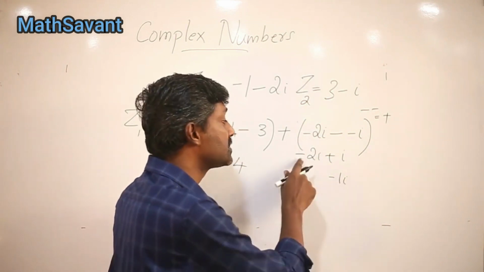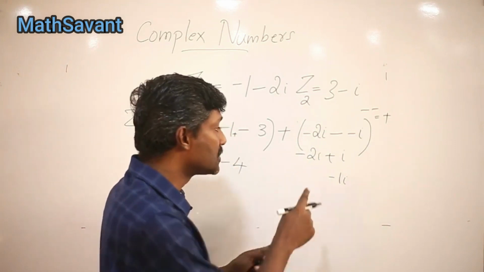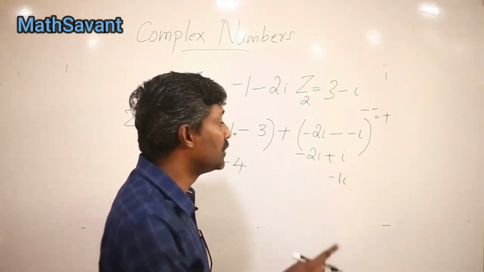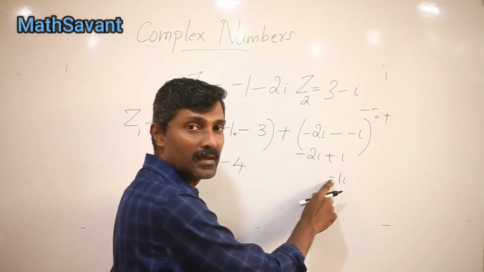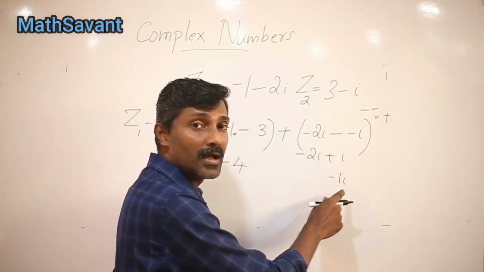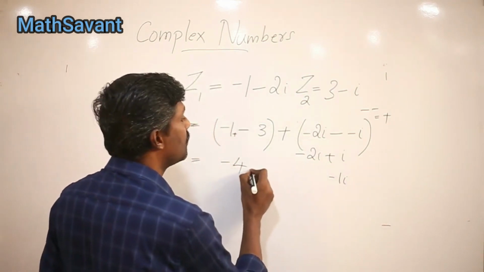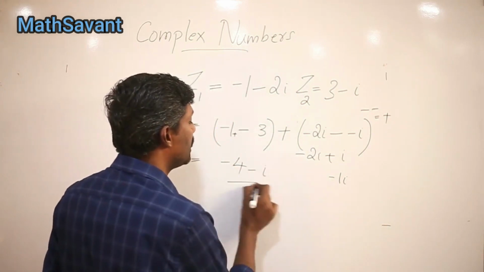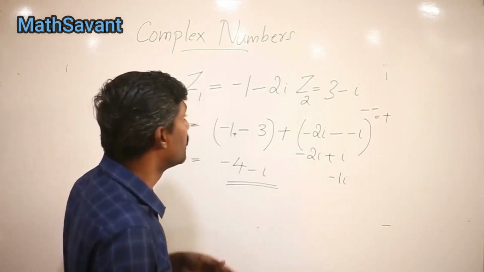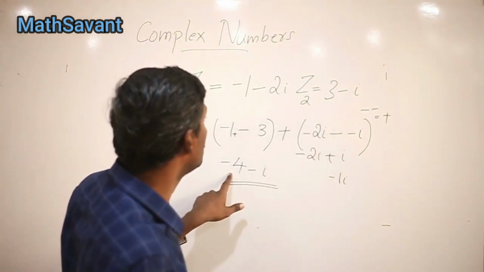Why? Because one is negative and the other is positive. So basically you find the difference, you subtract it. So 2 minus 1 is 1 and 2 is bigger, which has a negative sign with it. So you put the value negative. And the answer is minus 1i. So what is the final answer? You get minus 4 minus 1i. 1i is nothing but i, okay? So you get minus 4 minus i. So minus 1 minus 3 is minus 4.